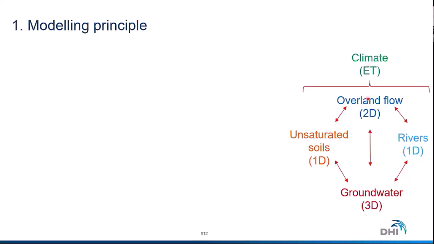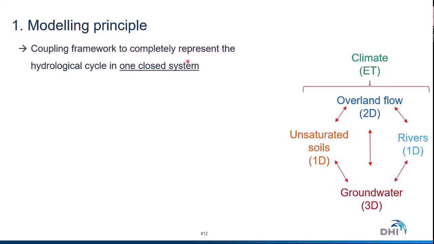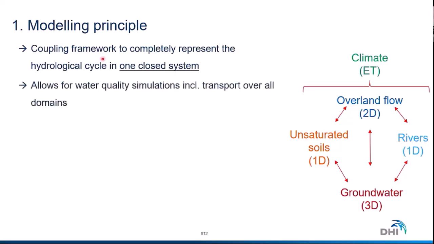That means overland water can exchange water with the unsaturated zone and with the groundwater and with the rivers. And water can evaporate from the overland flow, from the unsaturated zone, or even from the groundwater if the groundwater is rising above topography. So what you have is a coupling framework. It's not only one engine. MikeSHE is a coupling framework to completely represent the whole hydrological cycle in one closed system.